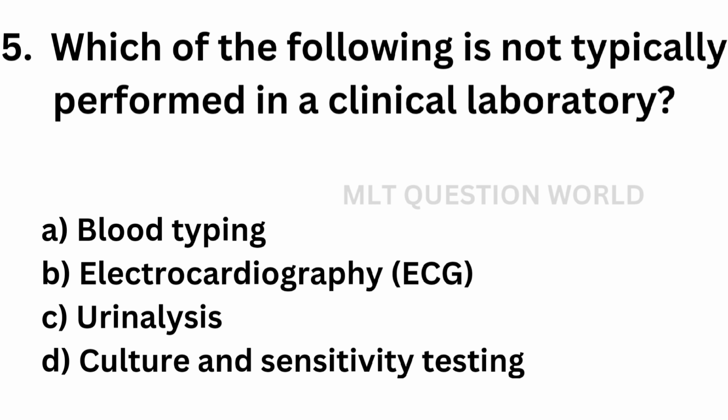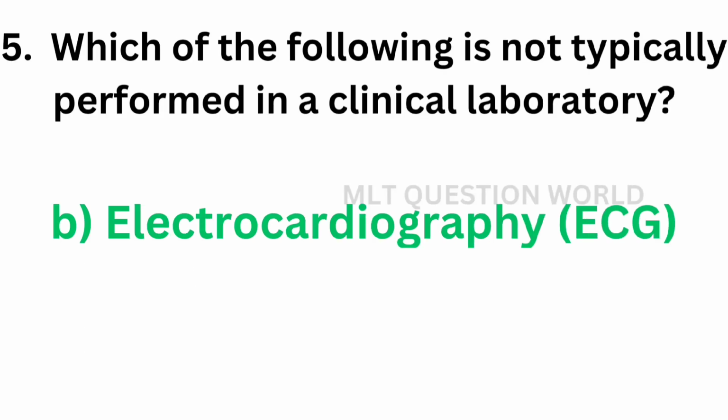Question number 5. Which of the following is not typically performed in a clinical laboratory? Option A. Blood typing. Option B. Electrocardiography. Option C. Urine analysis. Option D. Culture and sensitivity testing. Which of the following is not typically performed in a clinical laboratory? The correct answer is option B. ECG or electrocardiography.